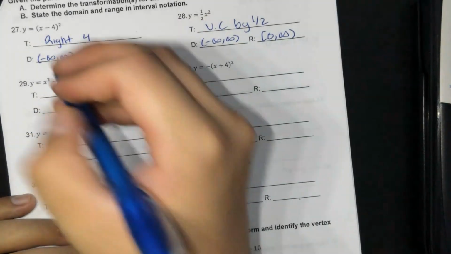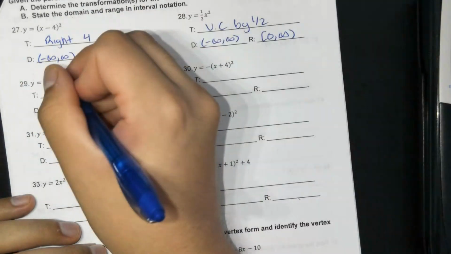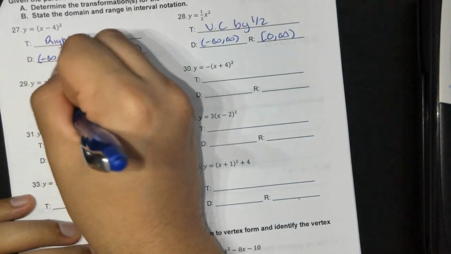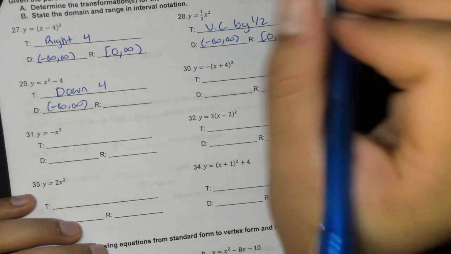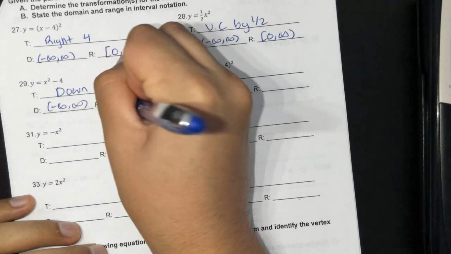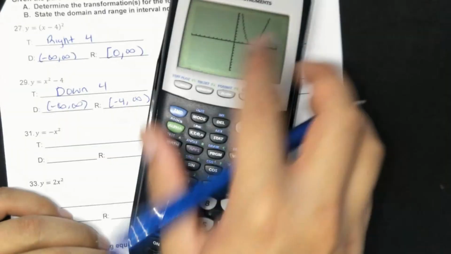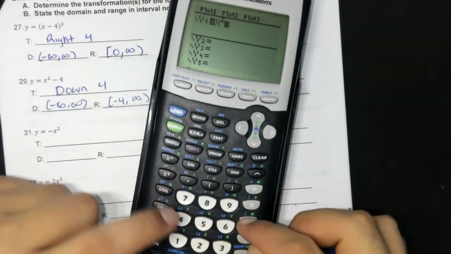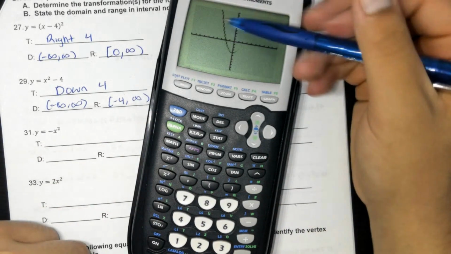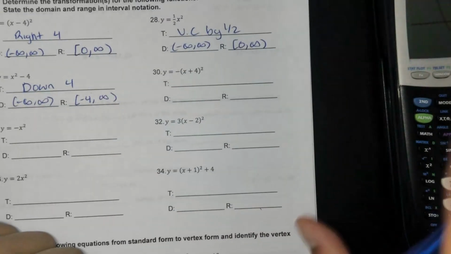Now on this one, we went down 4. Alright, so this is going to change the range. The domain's still negative infinity to infinity, but now the range is going to be from negative 4 to infinity, since we went down 4. Here, we'll look at the graph. x squared minus 4. And we can see we went down 4, so negative 4 to infinity.